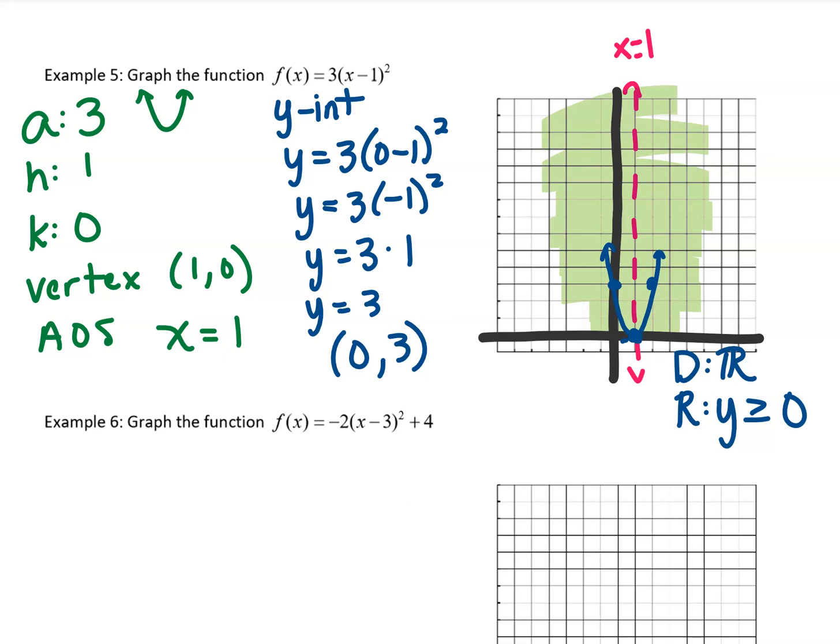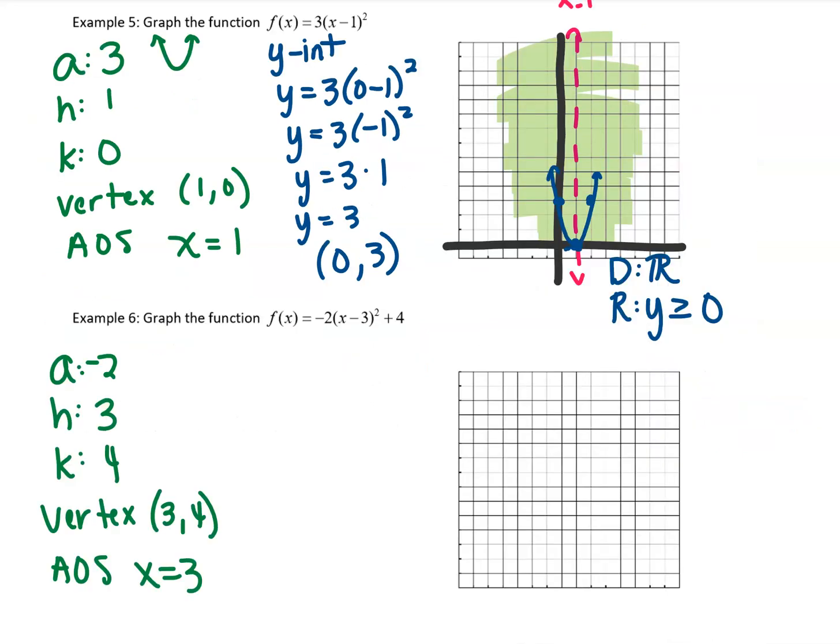Okay, I'm going to give you a minute to practice graphing number 6. Okay, so you've got your A is -2, your H is 3, and your K is 4. Does this graph open up or open down? It opens down, and how do we know that? Because A is negative. So when you're thinking about where to draw your x and y axis, keep in mind where the vertex is and whether or not it opens up or down. So the vertex is (3, 4). So the vertex is in quadrant 1, but it opens down.